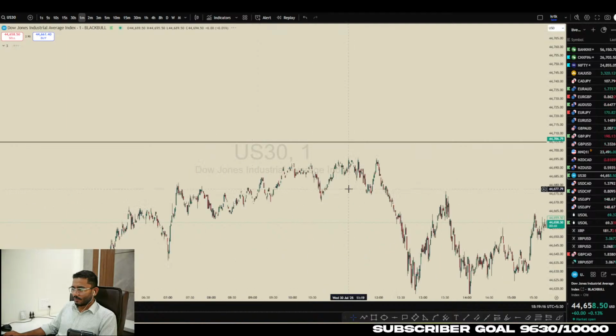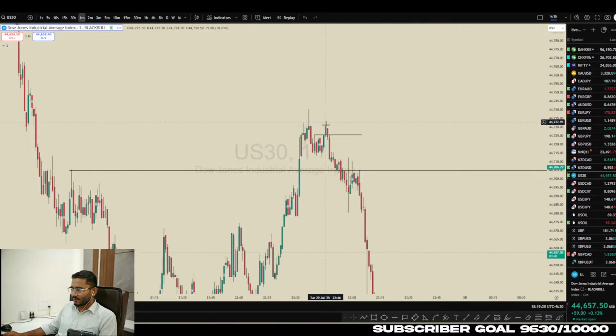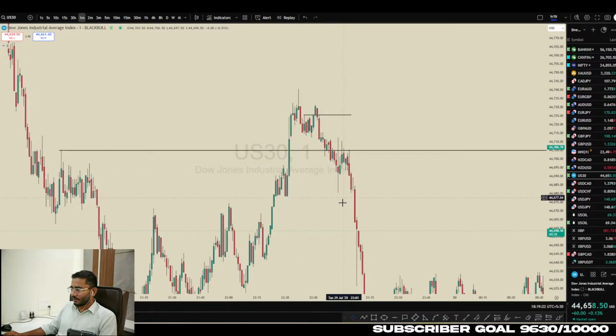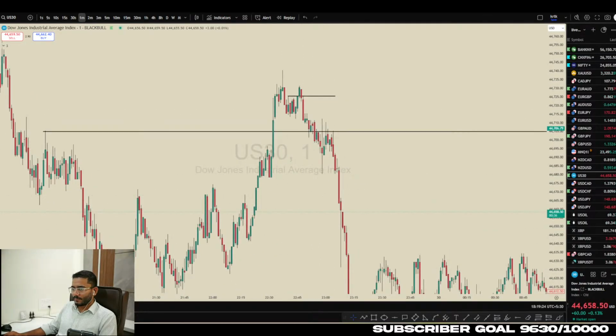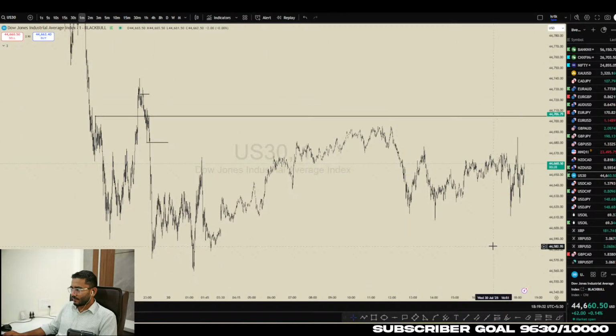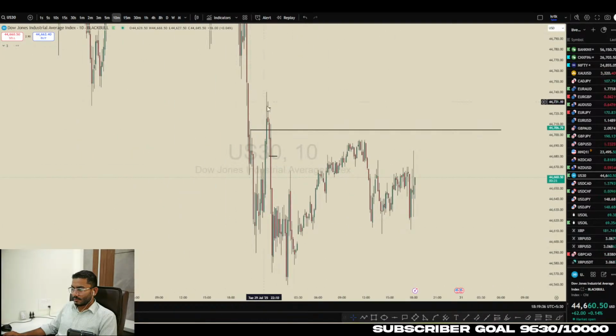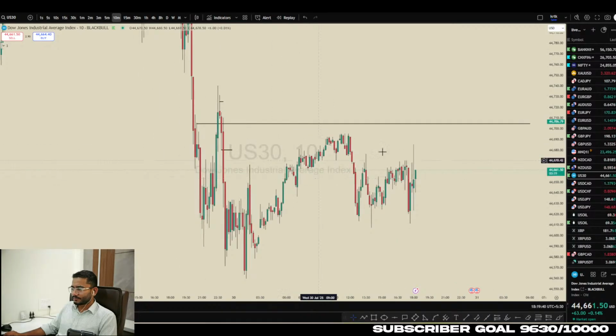So let's go to 1 minute. If this structure has been mitigated, then there is no point, then price will not tap this area. We have another area where price can tap. So price already mitigated this area. There is no imbalance. All the structure is mitigated.